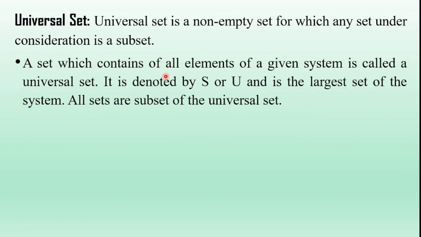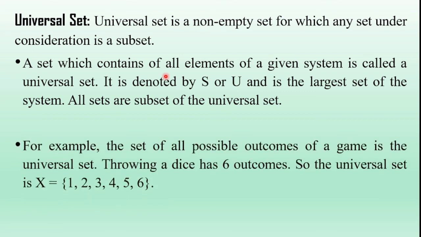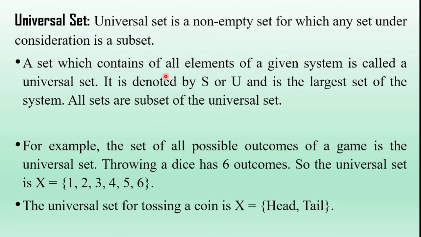For example, the set of all possible outcomes of a game is a universal set. Throwing a single die has a total of 6 outcomes, so the universal set is X = {1, 2, 3, 4, 5, 6}. For tossing a single coin, the possible outcomes are head and tail, so X = {head, tail}. So these are some important definitions of set theory.